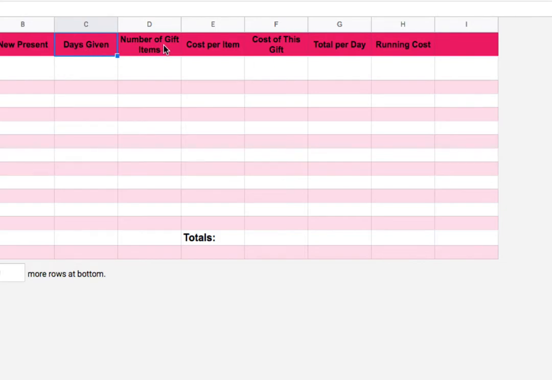What's the new present that was given? How many days was this gift given? The number of gift items. So what's the total number that this was given for that day? How much is the cost per item? What's the cost of this gift? What was the total for the day? Day 1, day 2, day 3. And what's the running cost? How much money has been spent thus far?